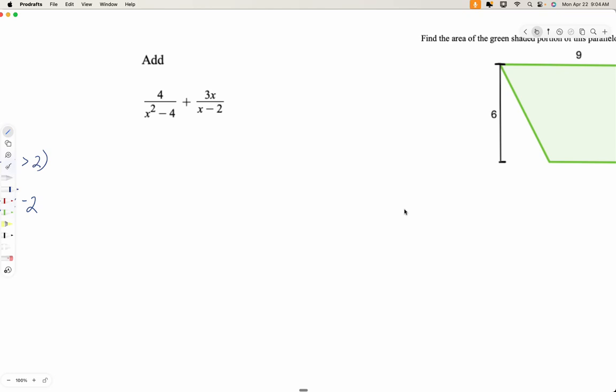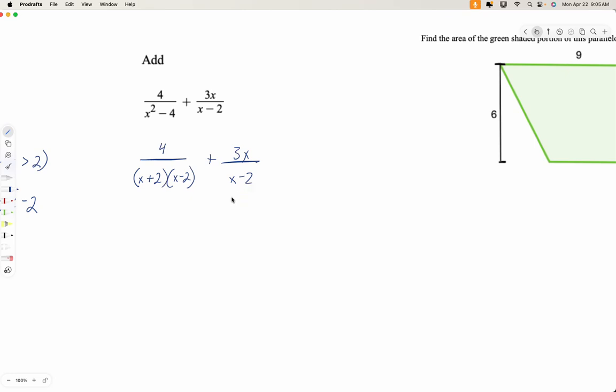All right, so now we're going to add these two. In order to add them, we have to have a common denominator again, right? The way to get the common denominator is to factor. So 4 over, this is a perfect square, so we know that's going to be x plus 2, x minus 2, plus 3x over x minus 2.